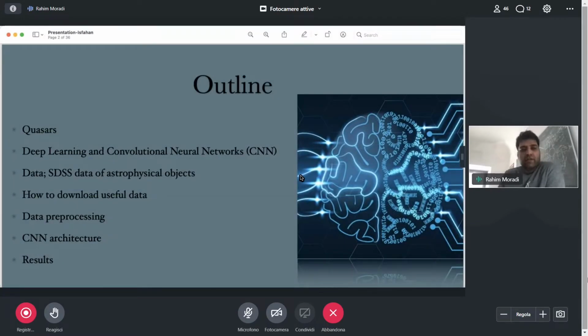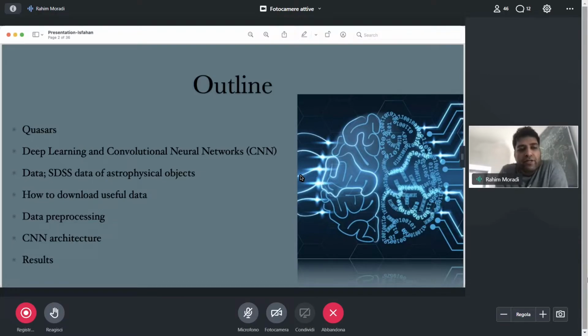The outline of this talk would be, first I will talk about quasars, which in general can be GRB or galaxy or stars, whatever. Then I will be talking about deep learning and convolutional neural network, because Mohammad Hussein talked about machine learning and the whole idea. So I will especially go through the convolutional neural network and explain what this is.